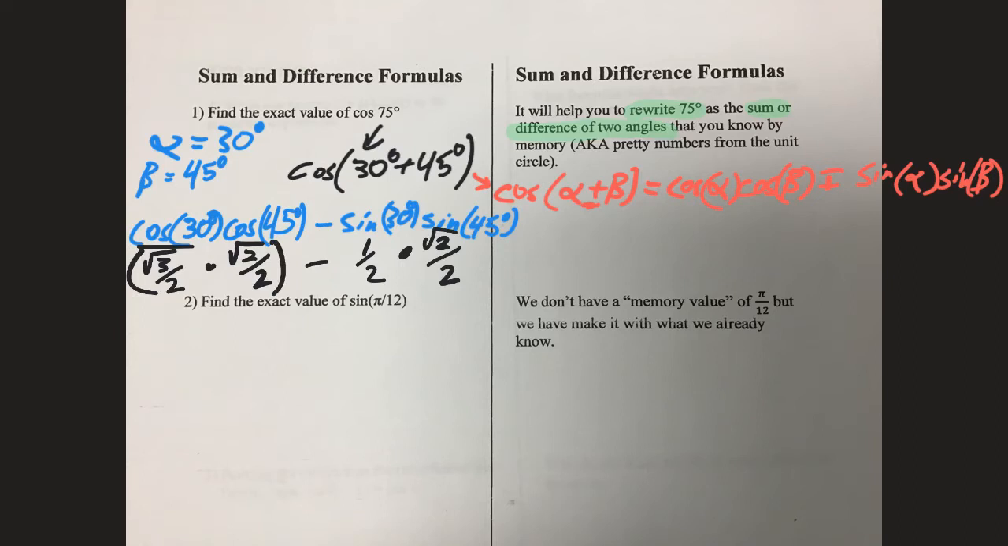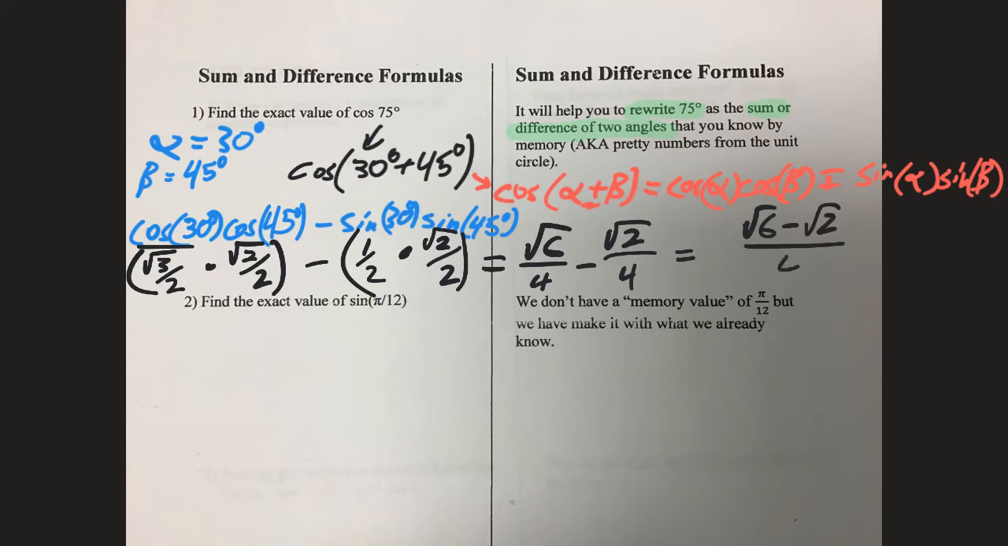Let's keep going through this and simplifying this down. Let's multiply these together. Root 3 times root 2 is going to be square root of 6 over 2 times 2 is 4, minus on the right-hand side, square root 2 on top and 4 on bottom. And we can put this together finally as just a single fraction. Square root 6 minus square root 2 over 4. And that is going to be my final exact value for cosine of 75 degrees. Okay? And the reason we picked 30 and 45 again is because they are on the unit circle. Okay, let's keep going. We're going to look at number 2 now.